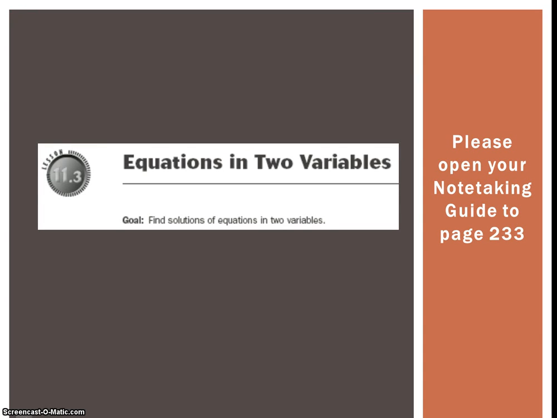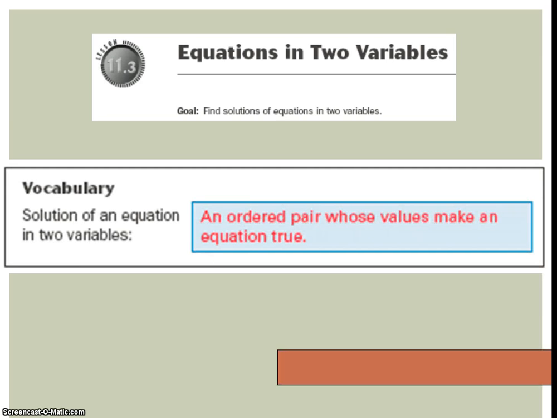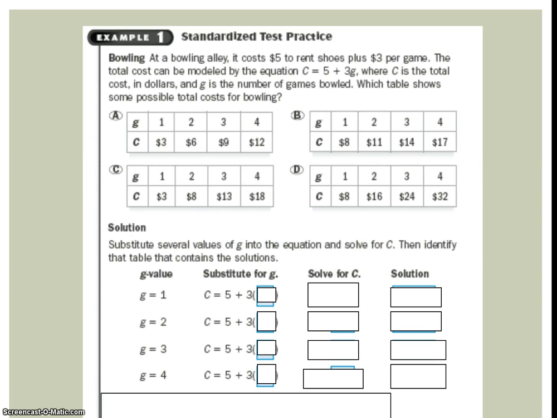Lesson 11.3, Equations in Two Variables. The solution of an equation in two variables is an ordered pair whose values make an equation true. For example 1, we've seen something like this before in 11.1. This is where we make our chart.